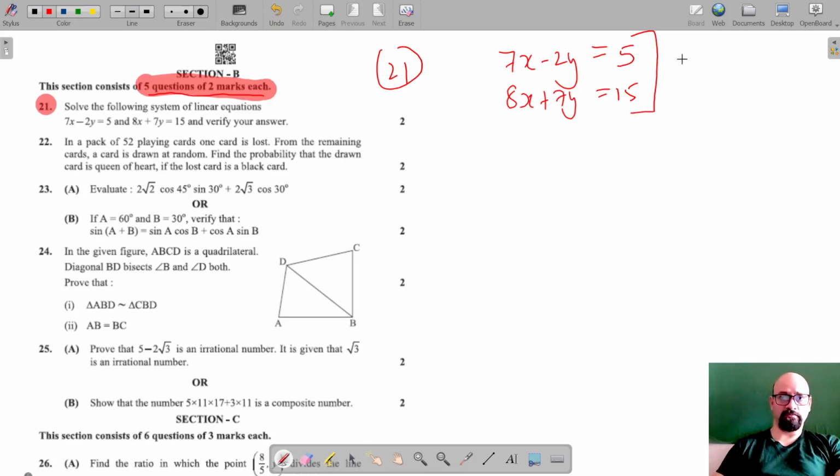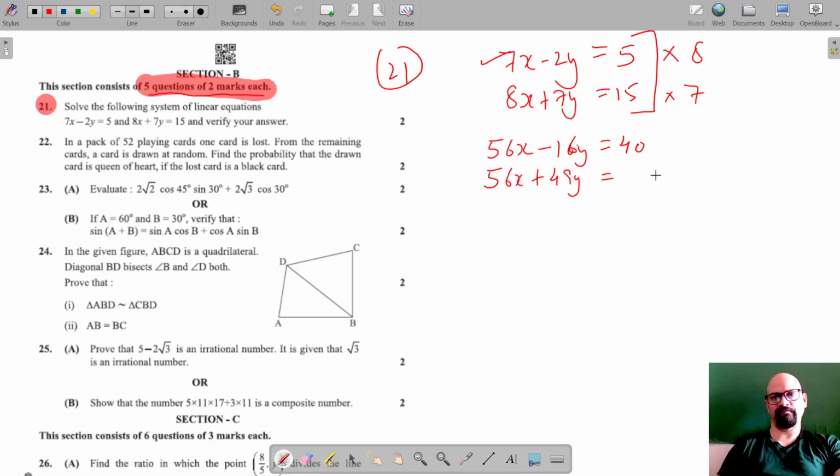So we can solve them by either of the methods, that is substitution or elimination. I'm going to use the elimination method. So I'm going to multiply this equation with 8 and this equation with 7. Multiplying this equation with 8 gives me 56x minus 16y is equal to 40. And multiplying the second equation with 7, we get 56x plus 49y is equal to 105.